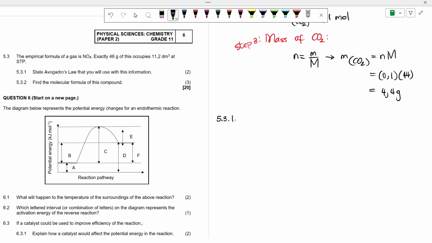Okay, the empirical formula of a gas is NO2. Exactly 46 grams of this occupies 11.2 decimeter cubed at STP. Okay, state Avogadro's law that you will use with this information. It's definitely the definition, they just put it in a weird way. How do we define Avogadro's law?